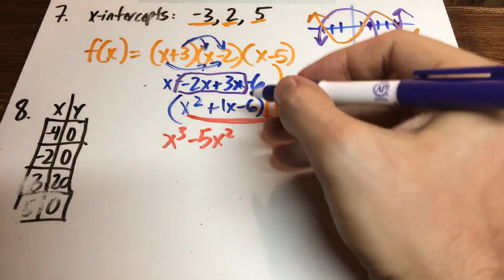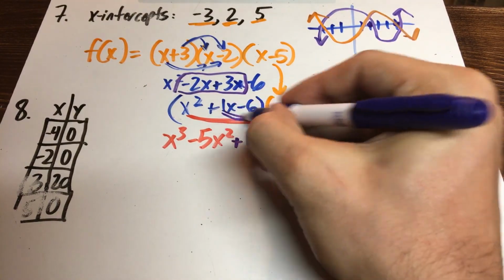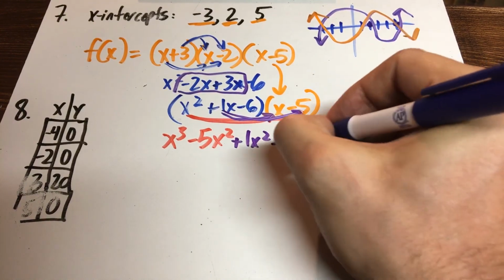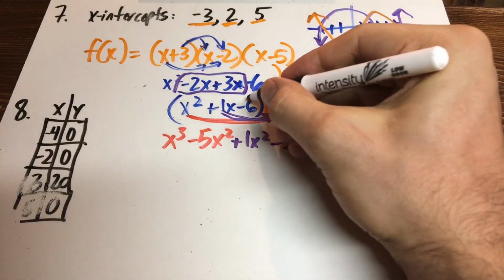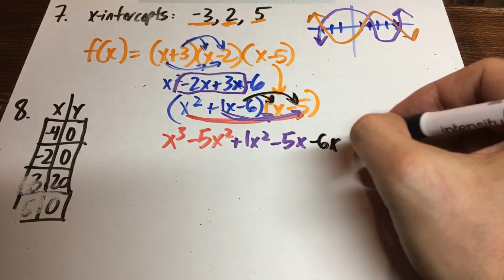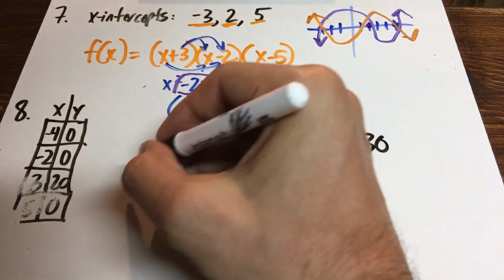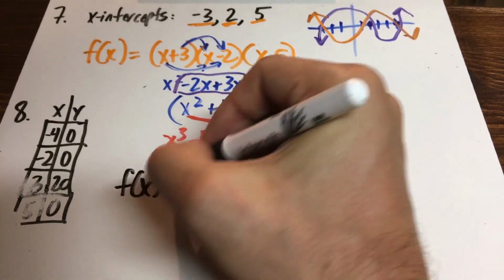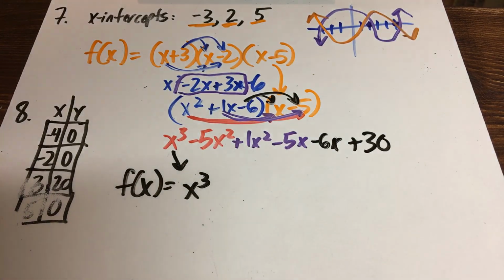You have to distribute it 3 times. Then we have to distribute the 1x times x, the 1x times -5, and then we have to distribute the -6 here at the end, -6 times x, and then -6 times the -5. Whenever you get one that has 3 x-intercepts, your answer has to be something to the third power, right? X cubed. That has to be in there. It has to have the third power. If you have 3 x-intercepts, it has to be cubed.